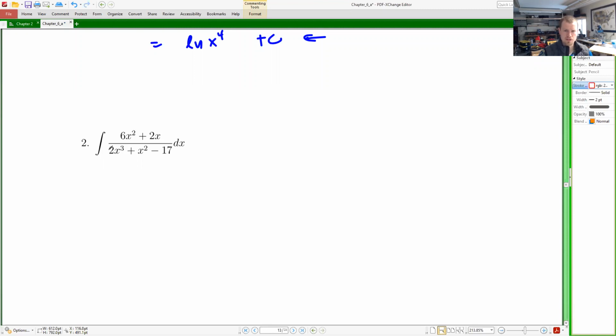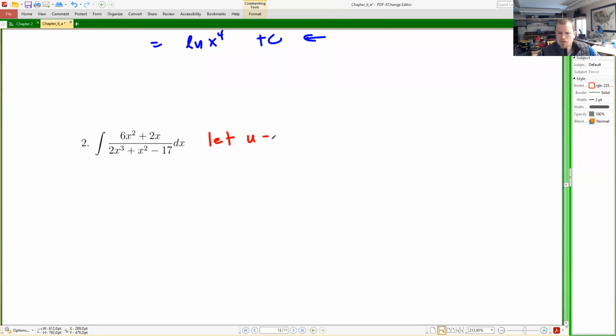Bring the 3 down as a multiple. 2 times 3 is 6. Reduce the power by 1 to be x squared. Similarly, derivative of x squared is 2x. Derivative of a constant is 0. So if I try to make this as explicit as I can in our substitution, right, would I always expect to see a substitution? Maybe not. But in this case, it's nice to make it explicit.